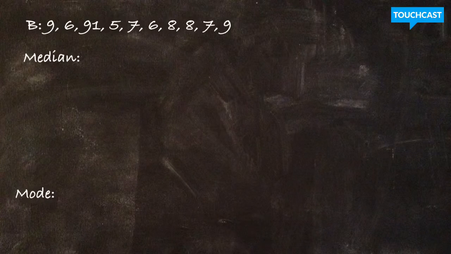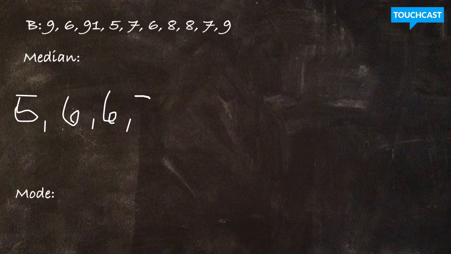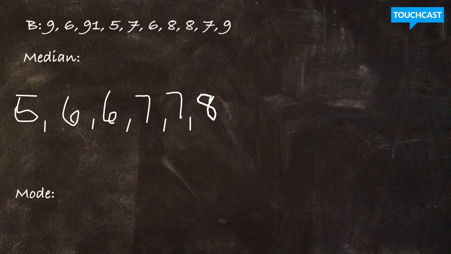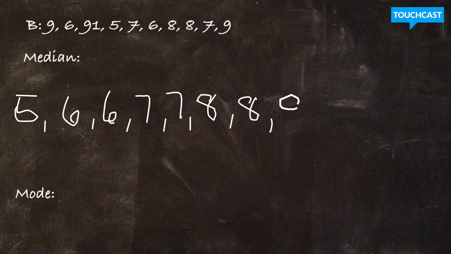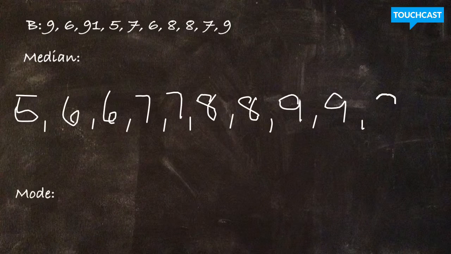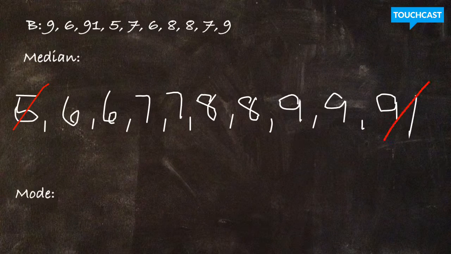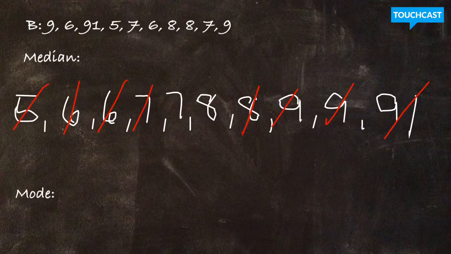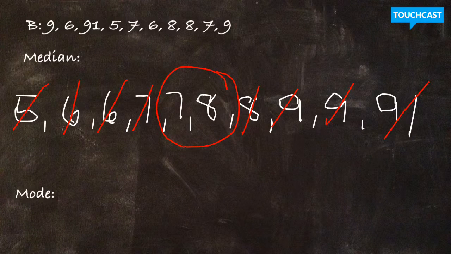Now let's do the median. We're going to write out our values: 5, 6, 6, 7, 7, 8, 8, 9, 9, and 91. Now we're going to eliminate the 5 and the 91, a 6 and a 9, another 6 and another 9, a 7 and an 8, and oh, look at that, we've got 2 numbers left.